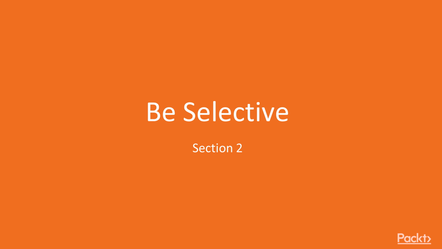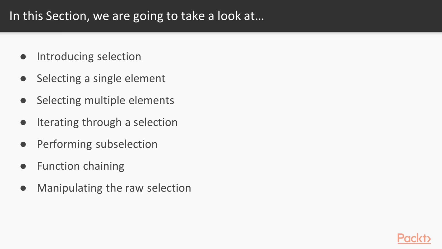Hi, and welcome to Section 2, Selecting a Single Element. In this section, we will start off with introducing selection and selecting single element and multiple elements. Then, we would move on to iterating through a selection and performing subselection. Later, we would see function chaining and manipulating raw selection.